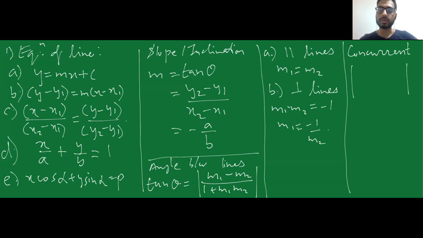Therefore, the condition of concurrence is as follows. Suppose the lines are in the form of AX plus BY plus C, and the three lines are A1X plus B1Y plus C1, second line is A2X plus B2Y plus C2, and third line is A3X plus B3Y plus C3. If their determinant of A1, B1, C1 and so on is 0, I can say that the lines are concurrent in nature.